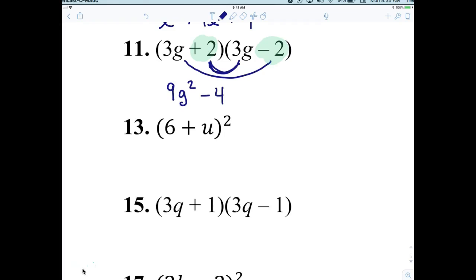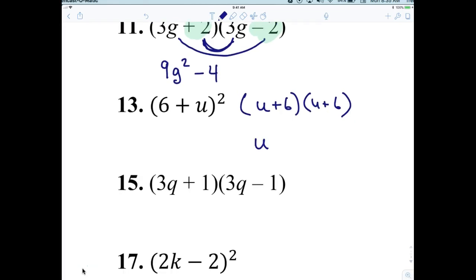Now, instead of writing 6 plus u squared, I would prefer that you write it as u plus 6 times u plus 6. Now, let's take a look at it. What is u times u? U squared. Now we're doing the smiley face. How much is that? 6u. How much is this? 6u. Altogether, that gives me a positive 12u, and then 6 times 6, plus 36. I'm agreeing with you. It's very simple.